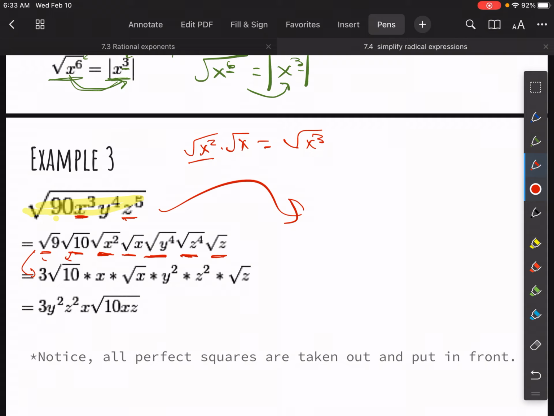Now when I simplify this next round, the square root of 9 is 3. The square root of 10 cannot be simplified. The square root of x squared is just x. I leave the other x in the radical. The square root of y to the 4th is just y squared.